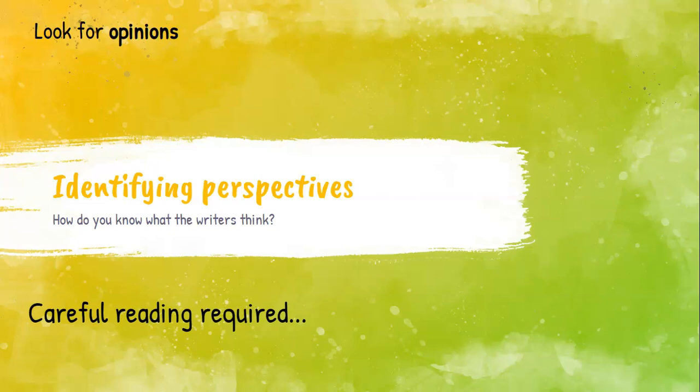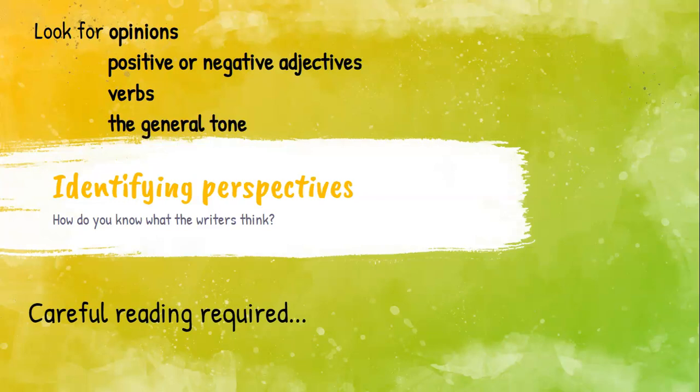You've got to look out for opinions, positive or negative adjectives. Within a sentence, are they saying something's good or bad? What verbs are they using? For example, when someone's speaking, are they saying that person shouted it or said it in an embarrassed way, or things like that? And overall, what is the general tone? Is it one that is showing that this is funny, or showing that it's a positive thing, and so on?